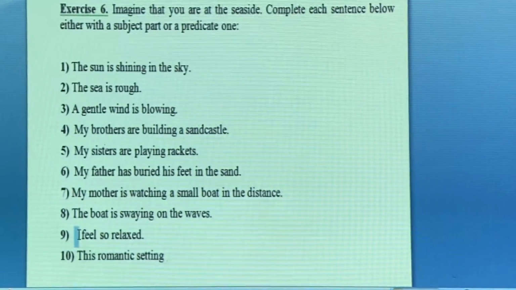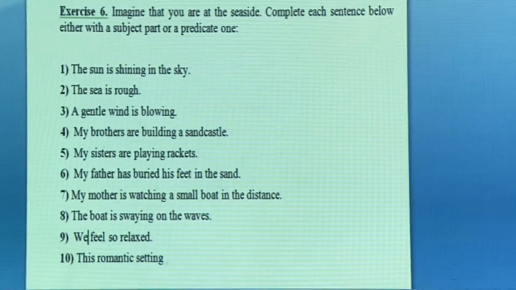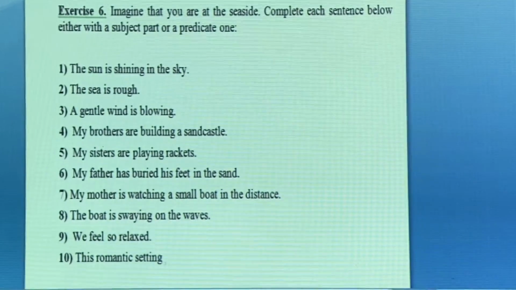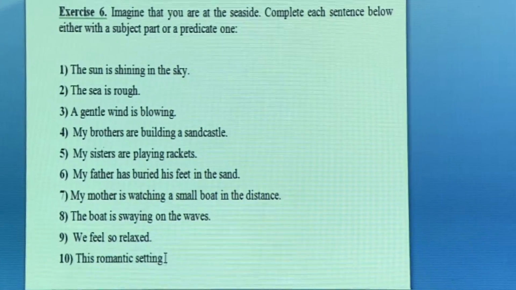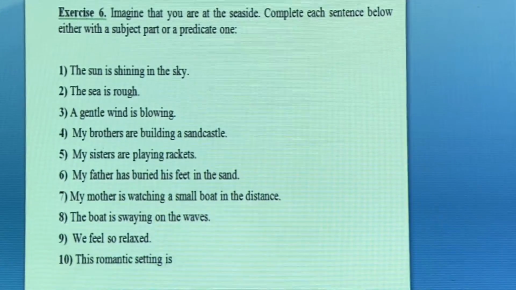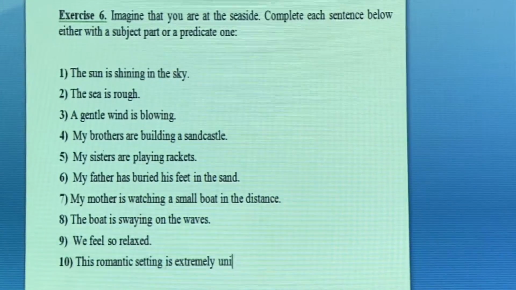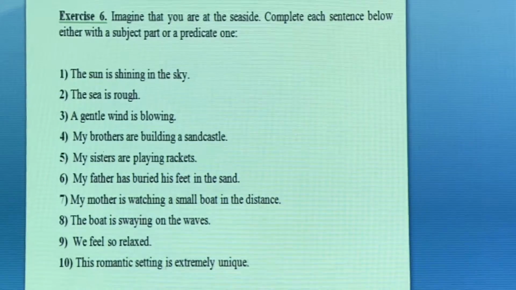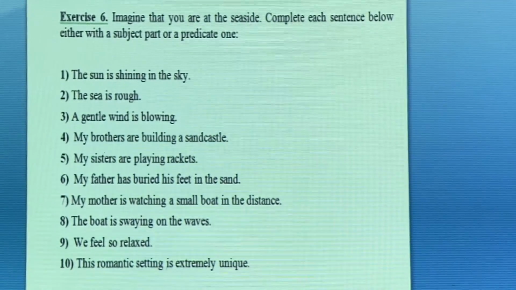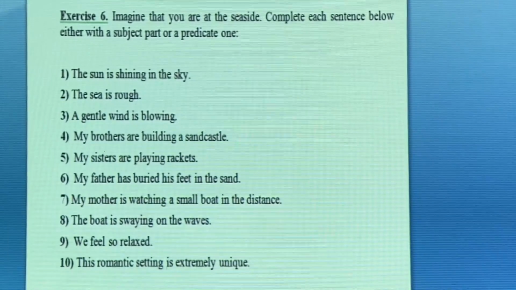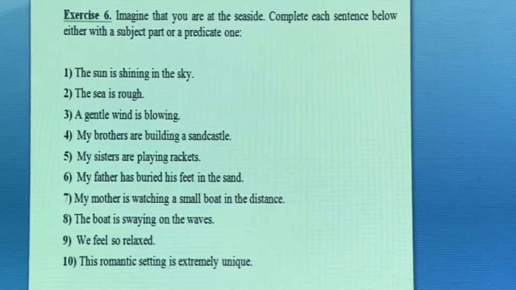What about all of you? So you can say, we feel so relaxed. All the family is enjoying the seaside. We feel so relaxed. This romantic setting is extremely unique, is wonderful, you can describe it the way you like. So this romantic setting is extremely unique. I have given you some possible answers. You can find many others. Please copy the answers.